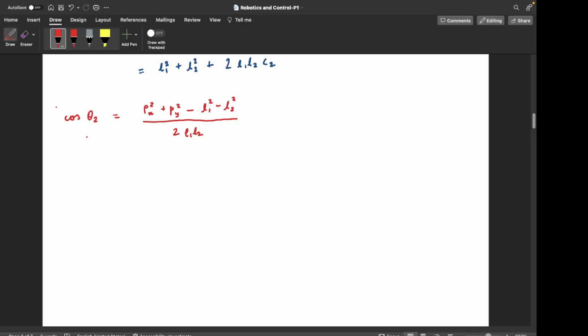So from here you can get theta 2. Basically sine theta 2 would be plus minus under root 1 minus cos square theta 2. So we have got the first angle. Now for the second angle we would need some more manipulation.